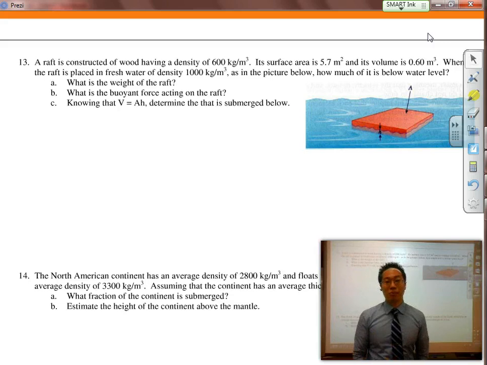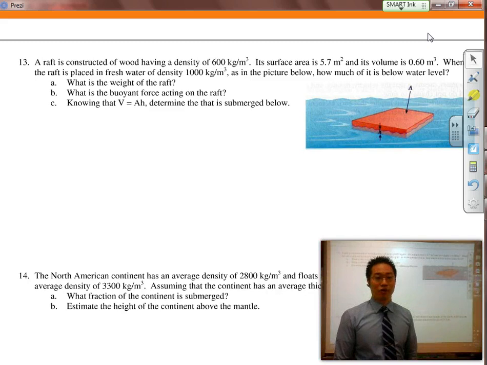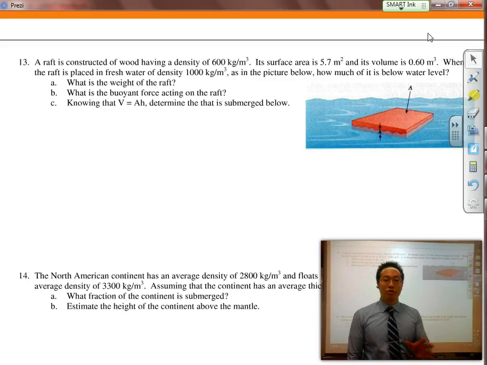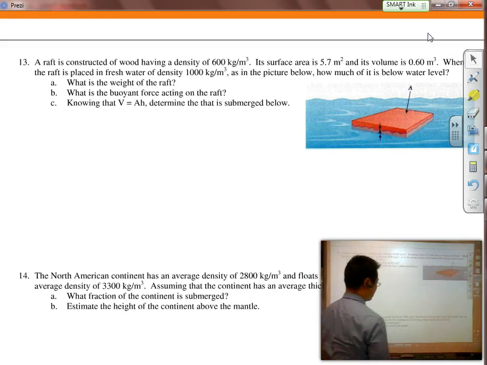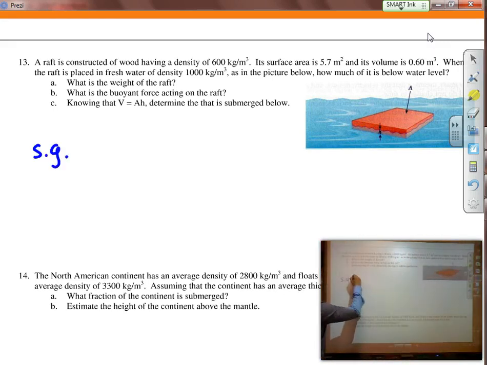So if we take a look at this example question over here, we have a raft made out of wood with a density of 600 kilograms per meter cubed. They're giving you the area and the volume. Now, these are actually all very good questions, but we're first going to solve for the specific gravity to determine what percentage is submerged. Then we'll get to parts A, B, and C. So specific gravity is equal to density of the object over density of the fluid.